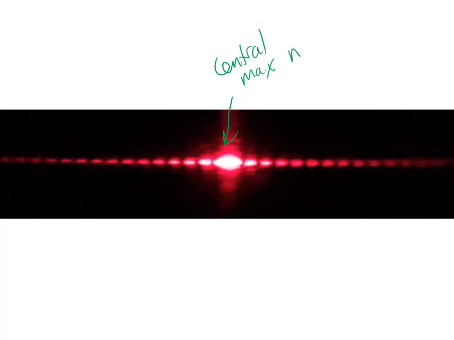and it's given an order. Really, it's just a position label. That's n equals 0. On either side, you have the first maxima, first max. The distance between the center of the first max and the center of the central max, this would be the fringe spacing, the S.